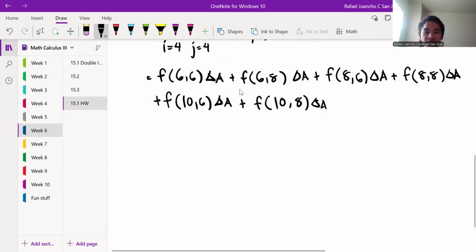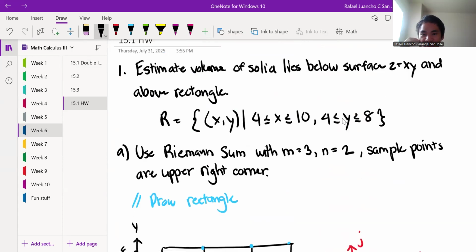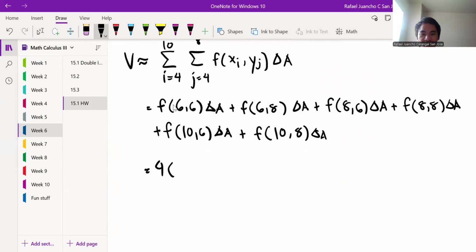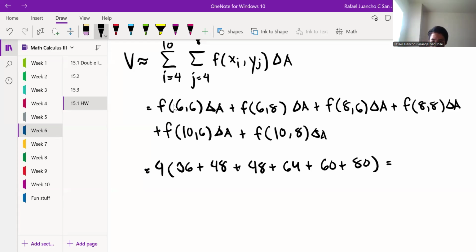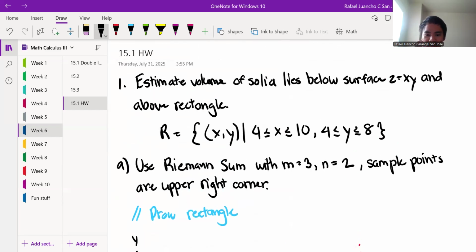Okay, so I can factor out the 4 of everything and then just add them all together. What's my function? Please just be simple. Okay, it's xy. So I multiply 6 times 6, 36, plus 6 times 8, 48, plus 6 times 8, 48, plus 8 times 8, 64, plus 10 times 6, 60, plus 8. And I get something. 336 times 4, I get 1344. And that's my volume. I hope I got that one. Let me see, because I feel like I didn't.